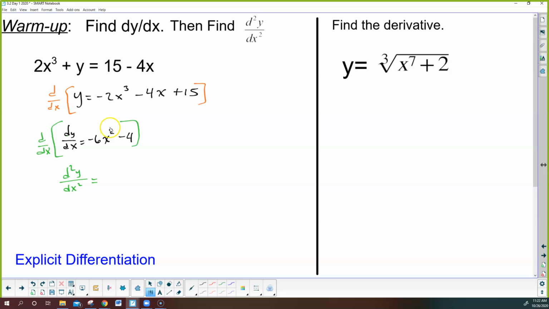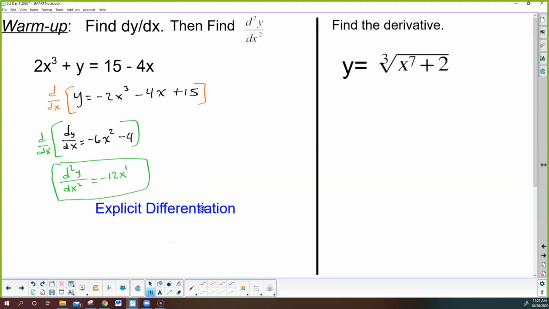And then this is just another power rule. The 2 comes down. We take 1 away. And then we have our constant negative 4, the derivative of that is 0. So I have my first derivative and my second derivative right here. All right. This, by the way, is called explicit differentiation, which means you're explicitly solving for y, or you're taking the derivative for y. Today, we're going to run into some problems where we can't really split x and y up, and we're going to learn an implicit method of differentiation, and that's the big idea today.